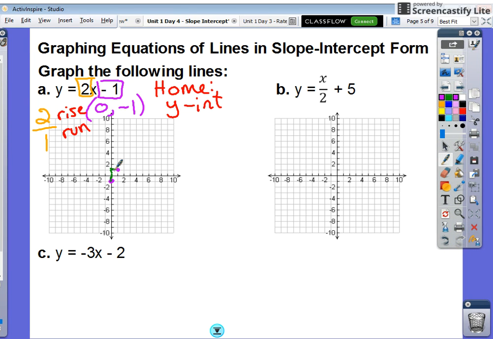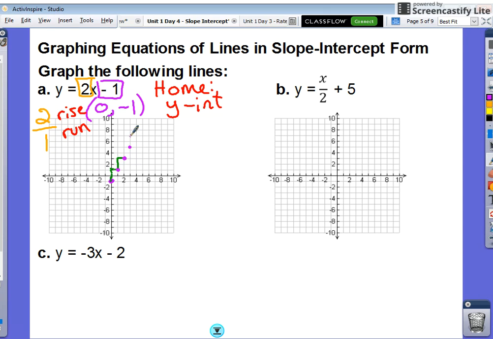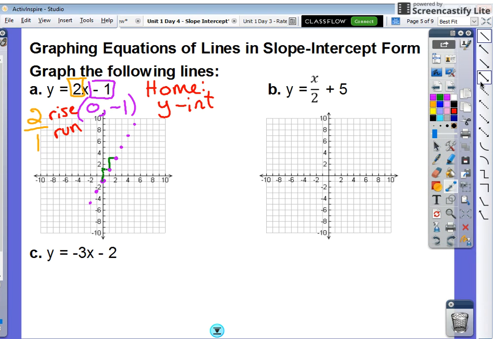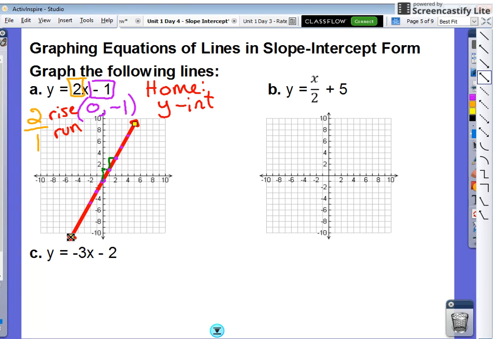So up 2 and over 1, I can do it again as many times as I want. Up 2 over 1, plot that next point. Up 2 over 1, up 2 over 1. Or if you want to go in reverse, you can go down 2 and left 1. All of these create the equation of our line, which in this case ends up being these purple dots right here. If we connect them here, there's the equation of that line graphed. So that's kind of how this approach is.